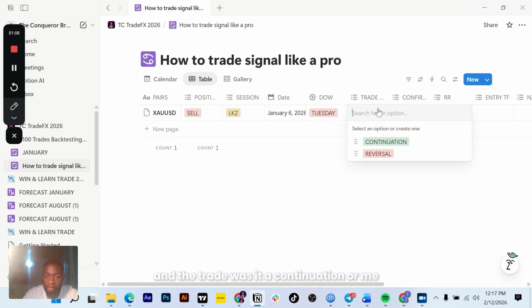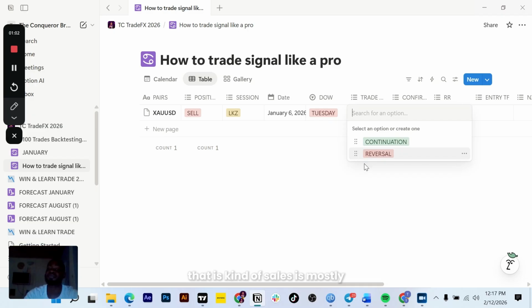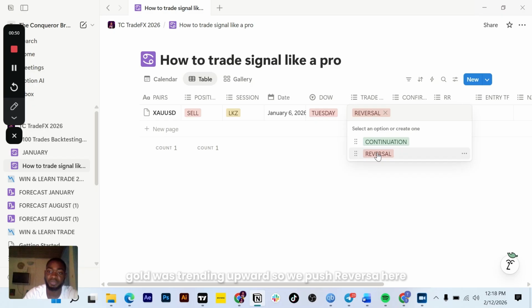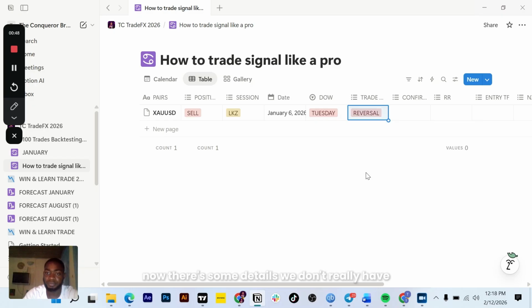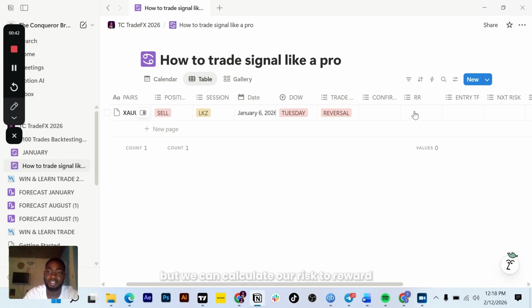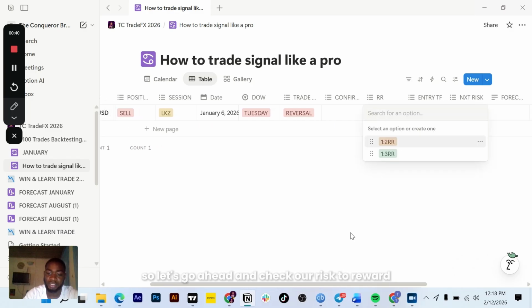Then the trade, was it a continuation or a reversal? Any sell trade on gold is mostly a reversal trade, because gold at that time was trending upward around January, so we put a reversal here. Now there are some details we don't really have, so we don't understand her confirmation system, but we can calculate the risk to reward. So let's go ahead and check our risk to reward.